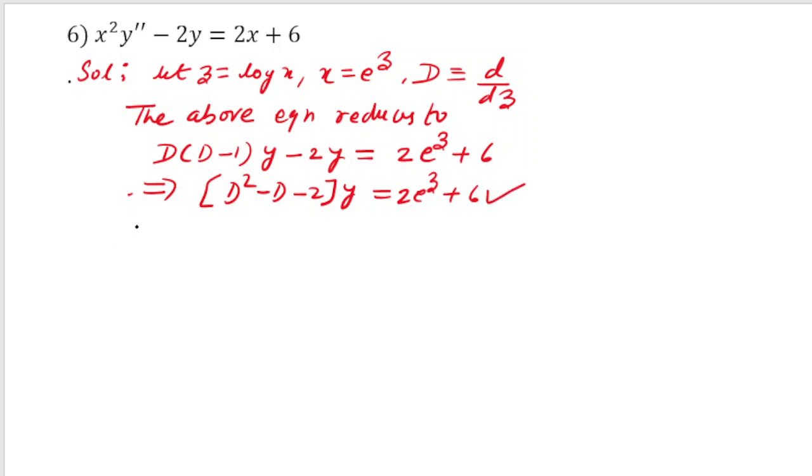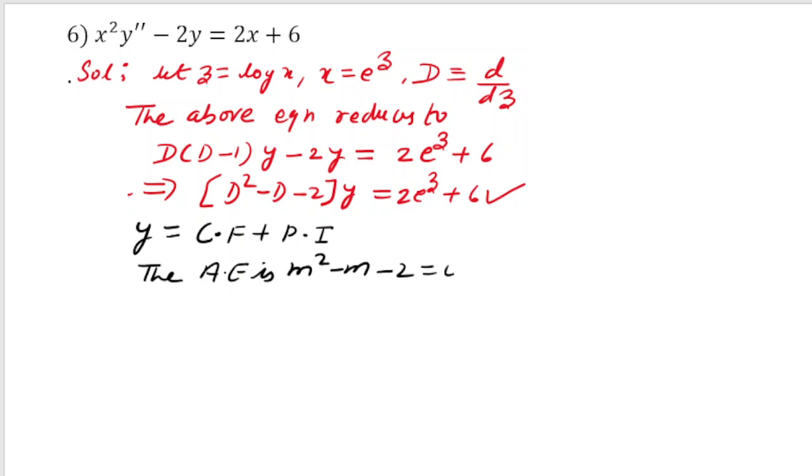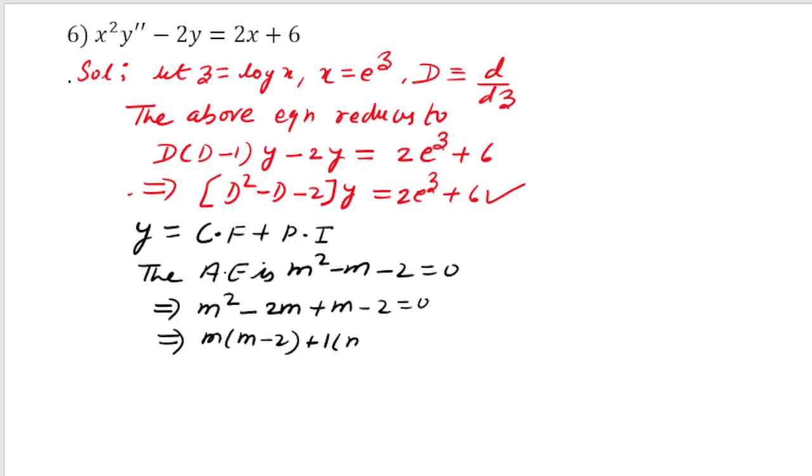So the general solution will be written as y is equal to the complementary function part plus particular integral part. And what will be the auxiliary equation? The auxiliary equation is m squared minus m minus 2 is equal to 0. So this is like m squared minus 2m plus m minus 2 is equal to 0. I can take m common, I will write m minus 2. I can take 1 common, I will write m minus 2. So I will write (m minus 2)(m plus 1) is equal to 0.